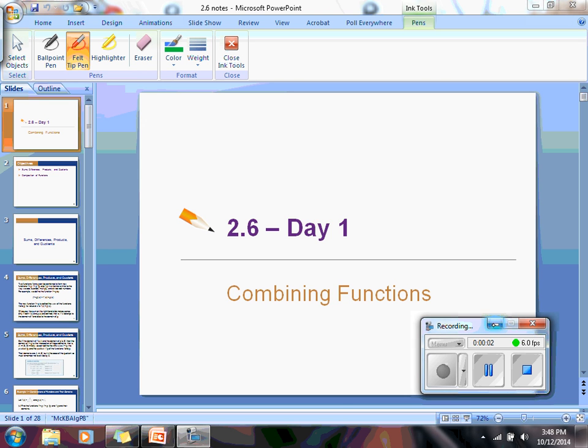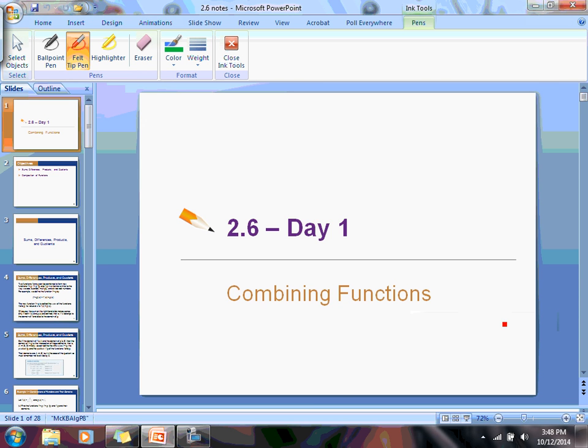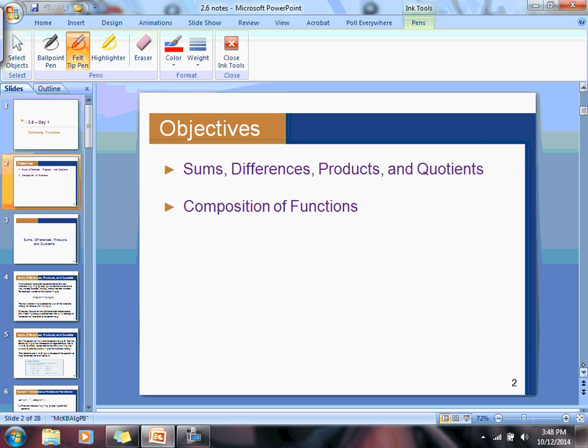Welcome to Mrs. Neller's notes for her pre-calculus class. These are the notes for section 2.6, day 1, entitled Combining Functions. And today we're going to talk about sum, difference, products, and quotients of functions. So we're just going to talk about the first objective today.